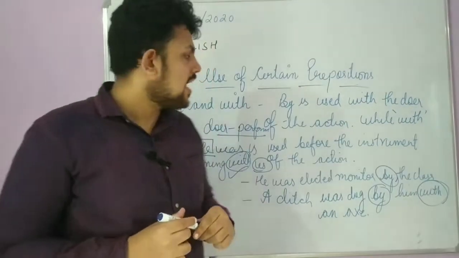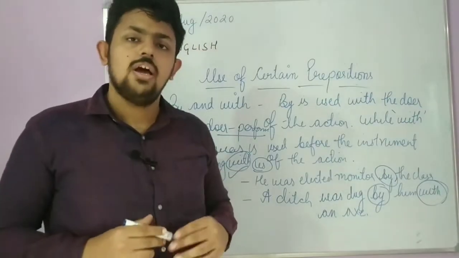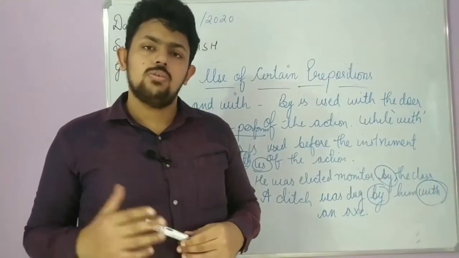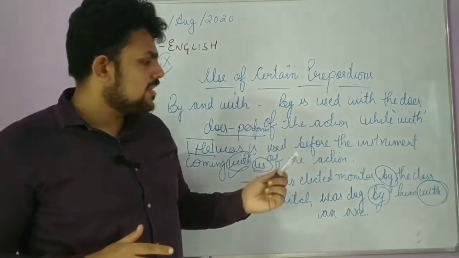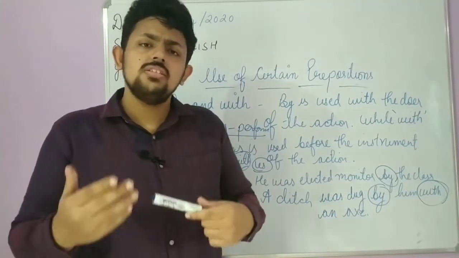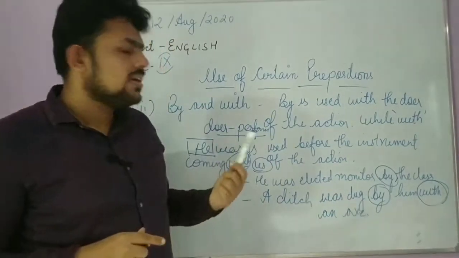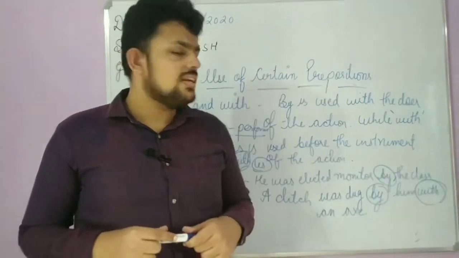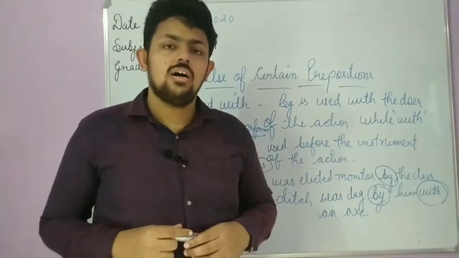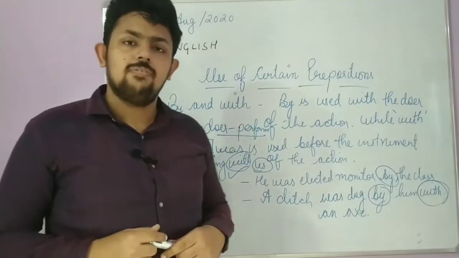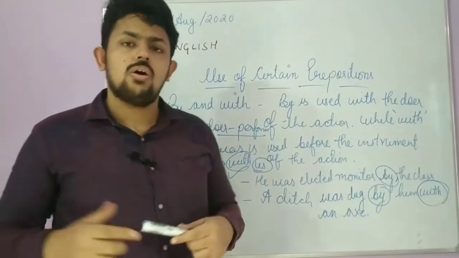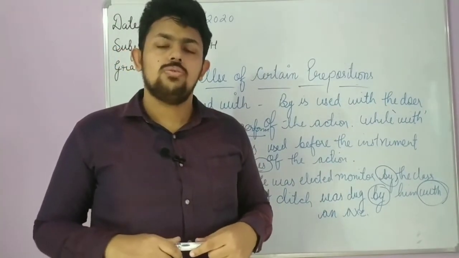So these are the uses of by and with. By is always put before the doer, the one who performs the action, and with is always put before the instrument of action, the object of the action or the receiving person in the sentence. These are very commonly used prepositions. So now it is clear. Now we will move ahead to the other prepositions.